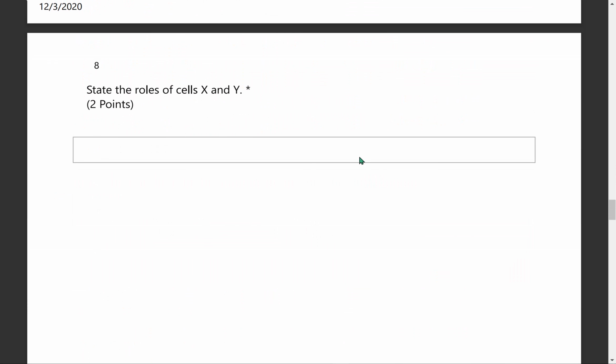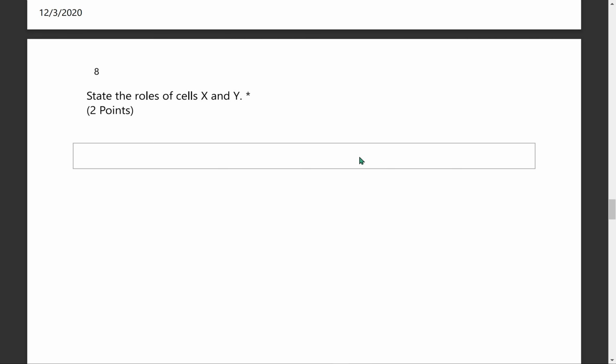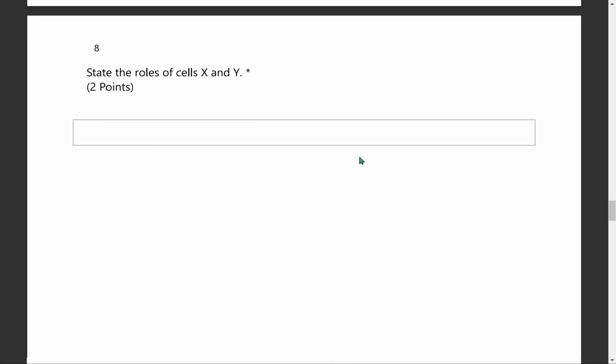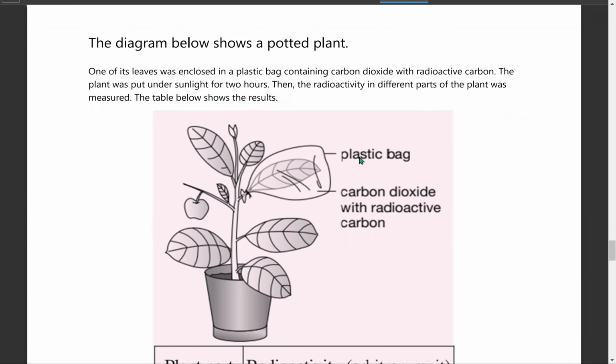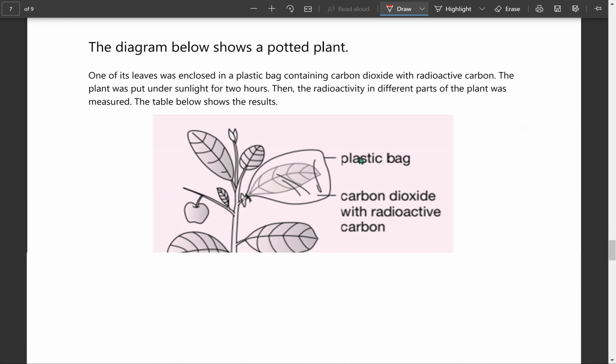Now question 8: state the roles of X and Y. For this you can check your textbook and find the functions of cell X and cell Y. Now the following questions will be a bit tricky, a bit difficult.